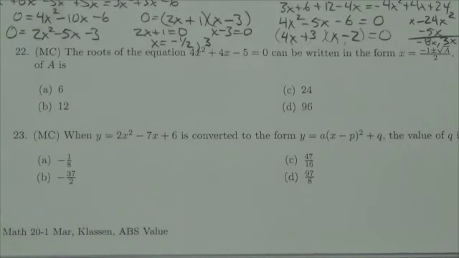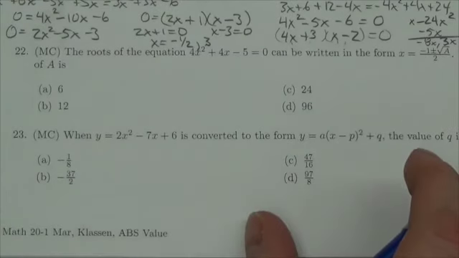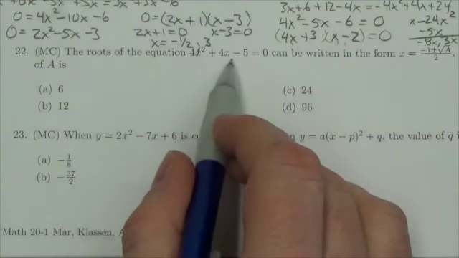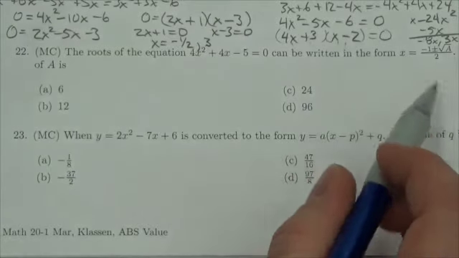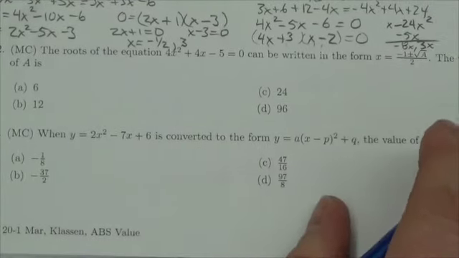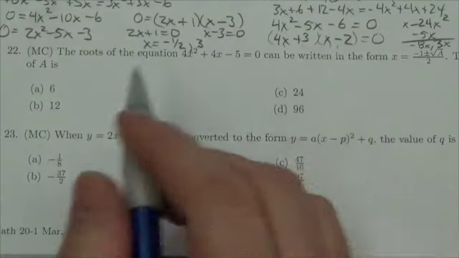All right, hi everybody. We're working through the quadratic functions and equations review. We're on question 22. It's multiple choice. The roots of the equation 4x squared plus 4x minus 5 equals 0 can be written in the form, and they give you the quadratic form, but it looks to me like it's been simplified a bit. Okay, the value of a is blank.